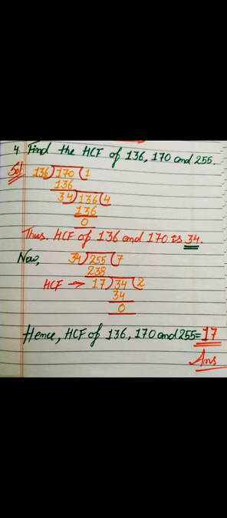Again this 17 will become the divisor for the next division, and the previous divisor, which is 34, will become the dividend for the next division. Now we will divide 34 by 17: 17 ones are 17 and 17 twos are 34. Now we will get remainder 0. So this last divisor 17 is the highest common factor of all the three numbers, the HCF of 136, 170 and 255 is 17. This is our final answer.